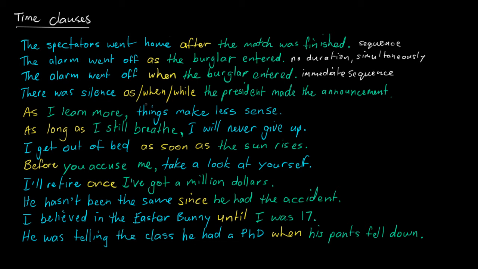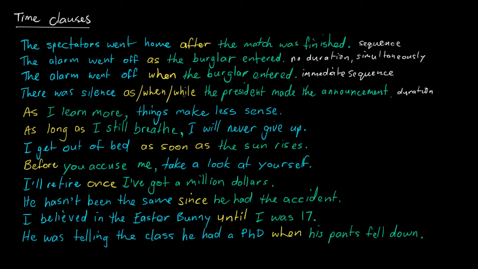There was silence as the president made the announcement, when the president made the announcement, and while the president made the announcement. I've put all three here just to show you how they can be a bit different. So while suggests that there is duration. With this one, I'll actually write down duration. While means that it goes on for a length of time, whereas as and when don't usually show duration in that way.